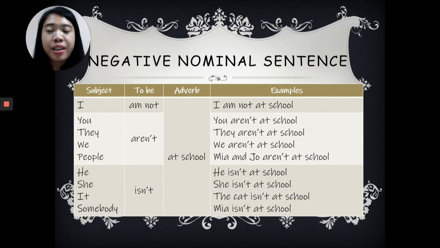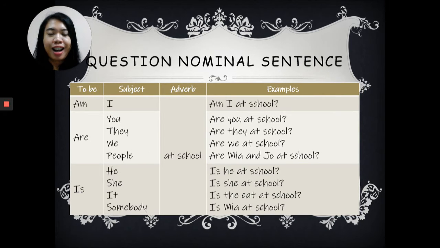For subjects he, she, it, and somebody, we need isn't. He isn't at school. She isn't at school. The cat isn't at school. Mia isn't at school.